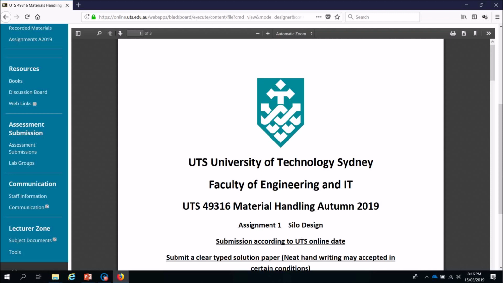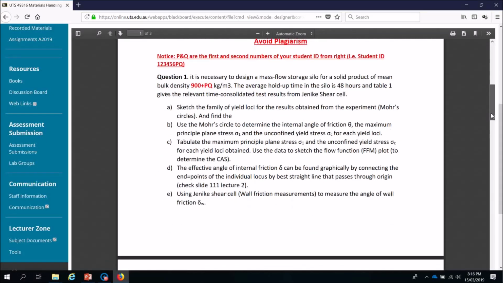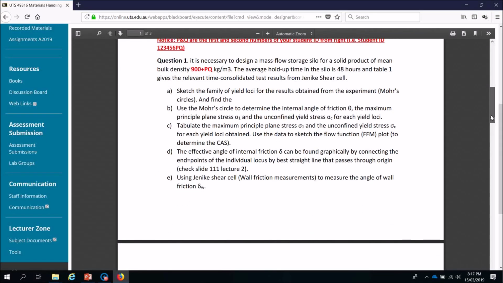So this will be assignment number 1, and this is question number 1. In question number 1, each student is going to have a different density, and this will be the only trick in this question, because I didn't want to change the other things.